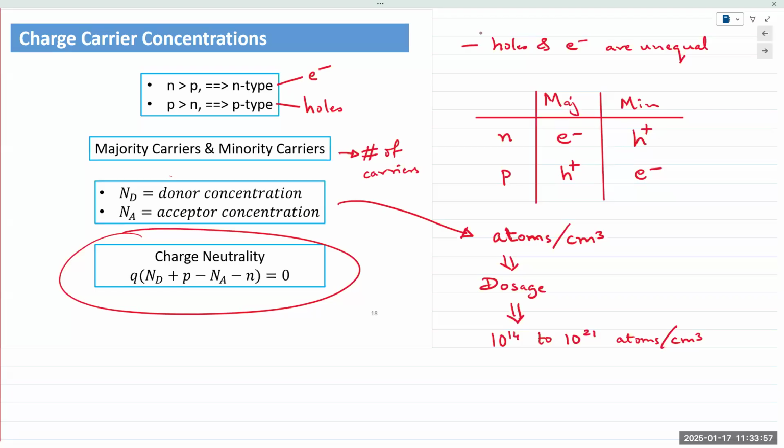All right, overall charge. Any questions so far?